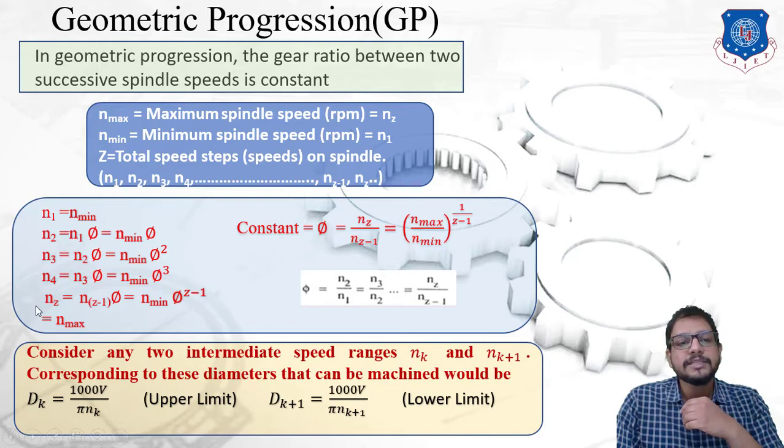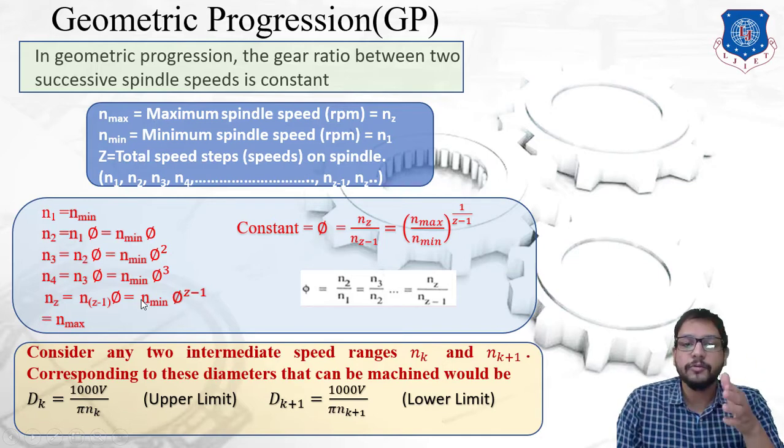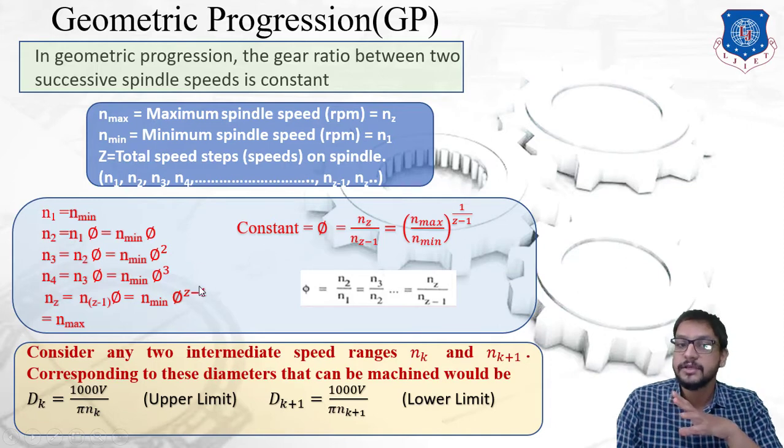Right. And if we have the maximum speed, that is NZ, then by using the previous equation, we can say that NZ would be equal to NZ minus 1 into phi, that is, the previous speed would be NZ minus 1, one less than NZ. In terms of N minimum, we can write it is equal to N minimum phi raised to Z minus 1. So NZ is what? We would say the maximum spindle speed. From this equation, can we determine a relation between the gear ratio, that is the geometric progression ratio phi, and Z, that is the number of speed steps? How can we determine it? We can say that N minimum into phi raised to Z minus 1 is equal to what? N max.